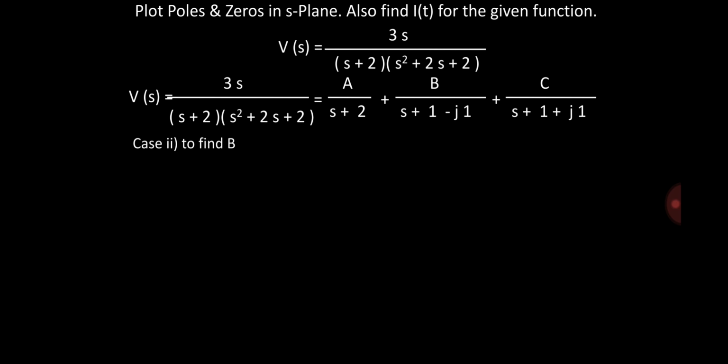Next we will find out case 2 to find B. So B has to be found at P2 is equal to minus 1 plus J1.